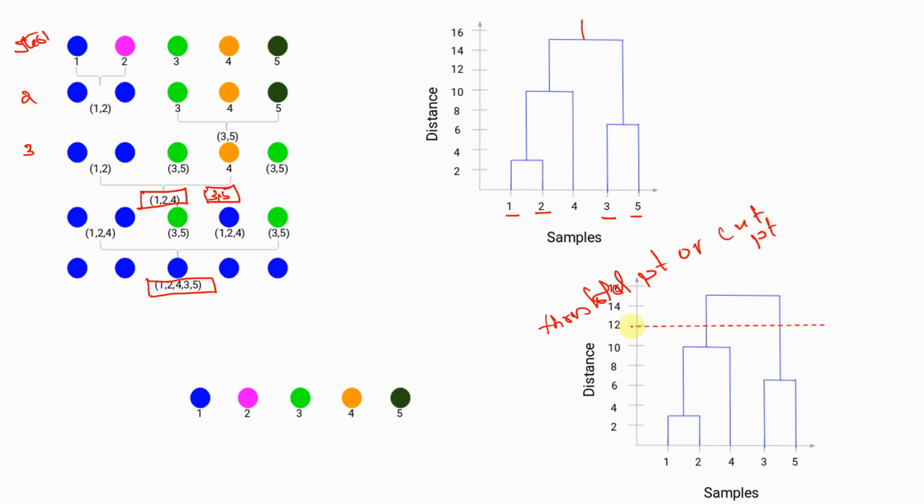So when we make a cut at the distance value 12, we get two clusters. The first cluster has data points 1 to 4. The second cluster has data points 3, 5. Suppose we make a threshold cut at the distance threshold 8. Now we get three clusters. The first cluster has data points 1 and 2. The second cluster has data point 4. And the third cluster has data points 3 and 5.